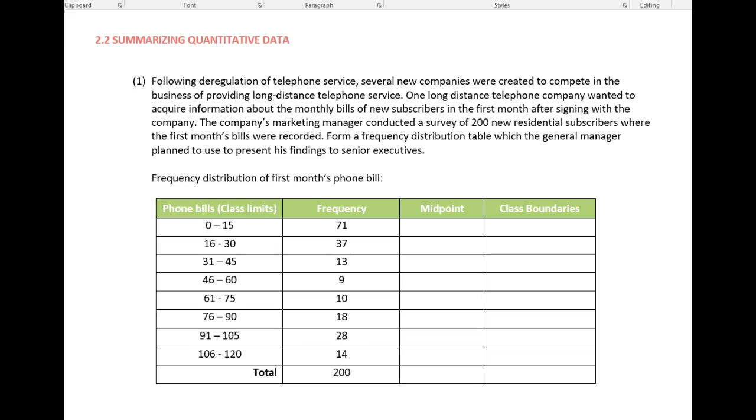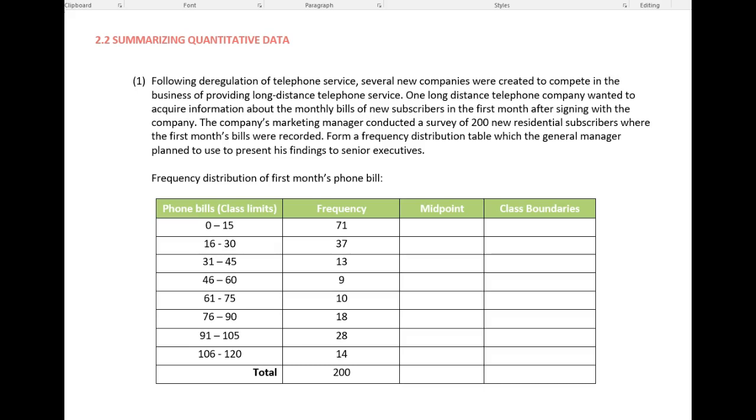This is section 2.2, Summarizing Quantitative Data. We're going to cover an example of a frequency table for quantitative data.